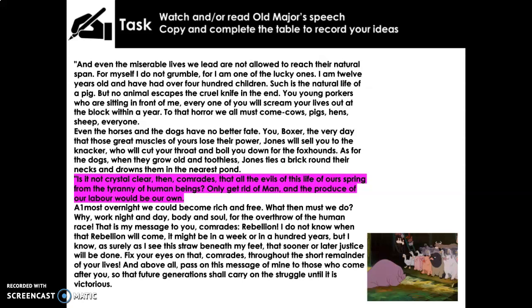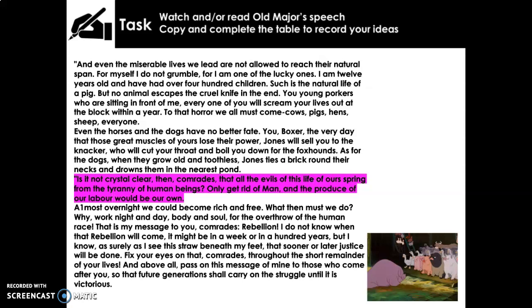I am twelve years old and have had over 400 children. Such is the natural life of a pig. But no animal escapes the cruel knife in the end. You young porkers who are sitting in front of me, every one of you will scream your lives out at the block within a year. To that horror we must all come. Cows, pigs, hens, sheep, everyone.